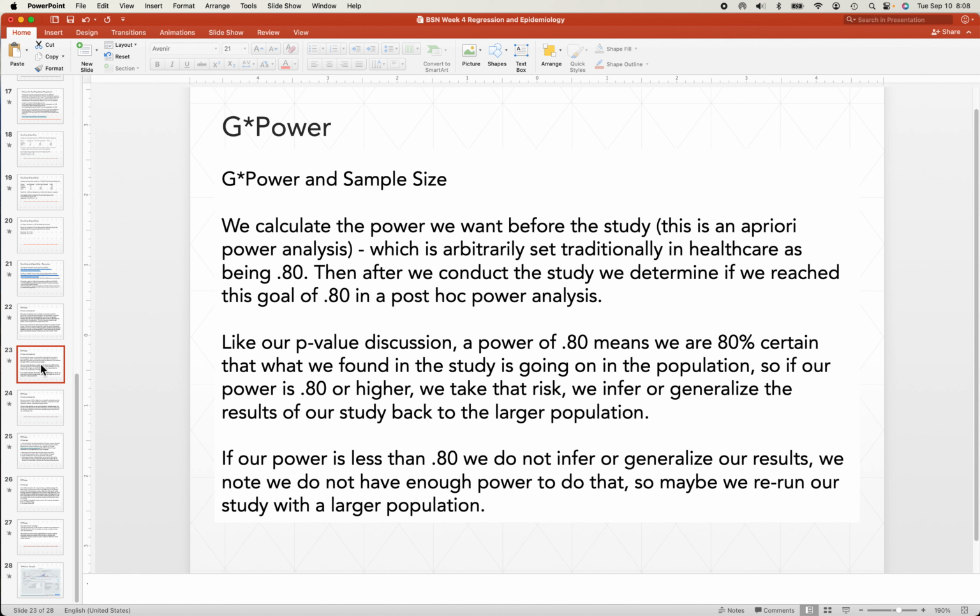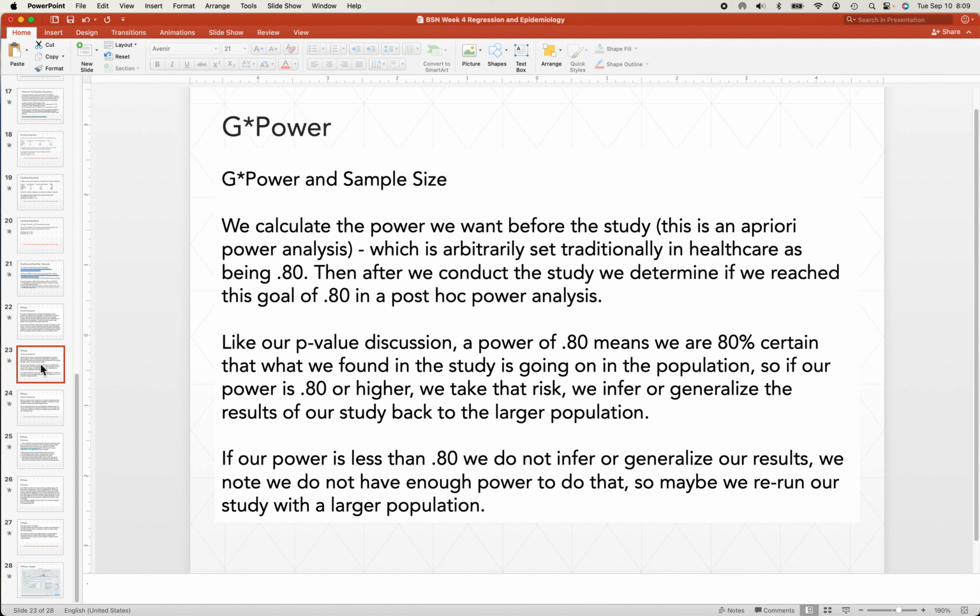When our power is 0.80, we can think of that as being that we are 80% confident that what we found out in the sample is going on in the population. We will take the risk of being wrong. We'll go ahead and say that we have enough evidence that we can feel that what we found in our sample is going on in the population. So higher power is better, but anything at 0.80 or higher we will accept.